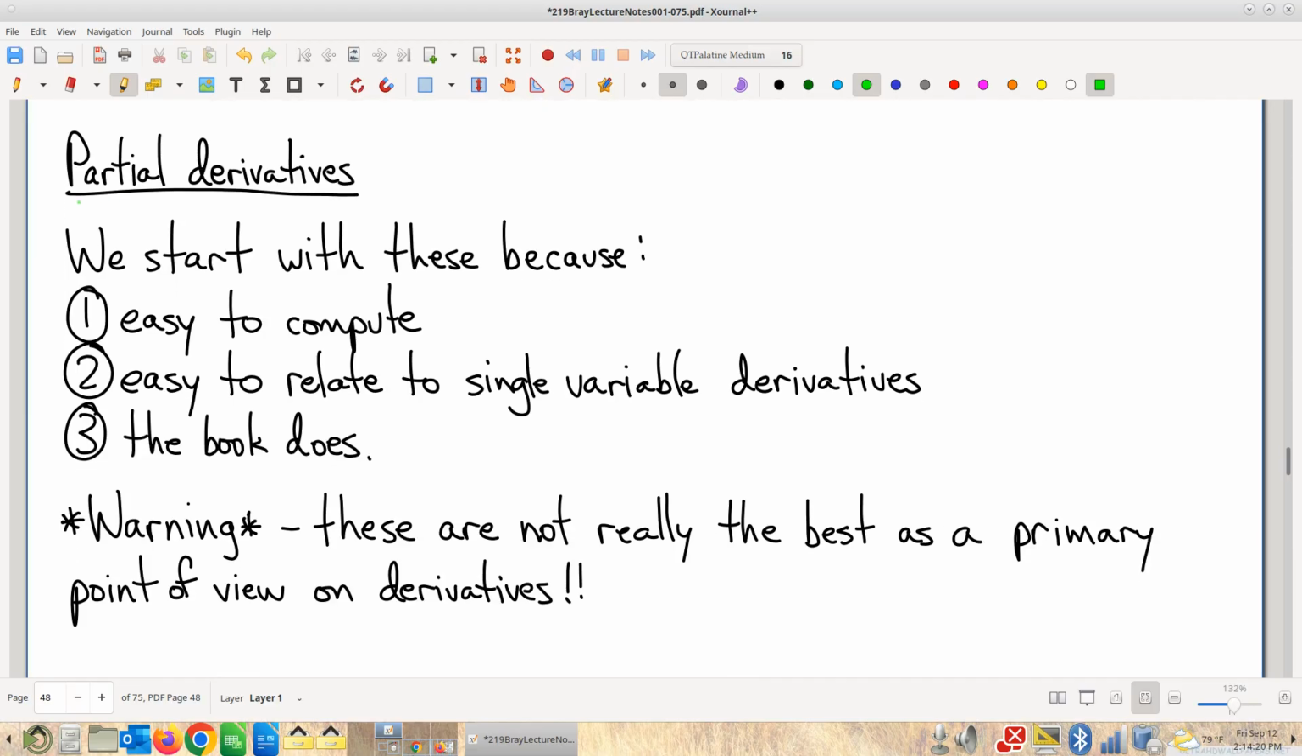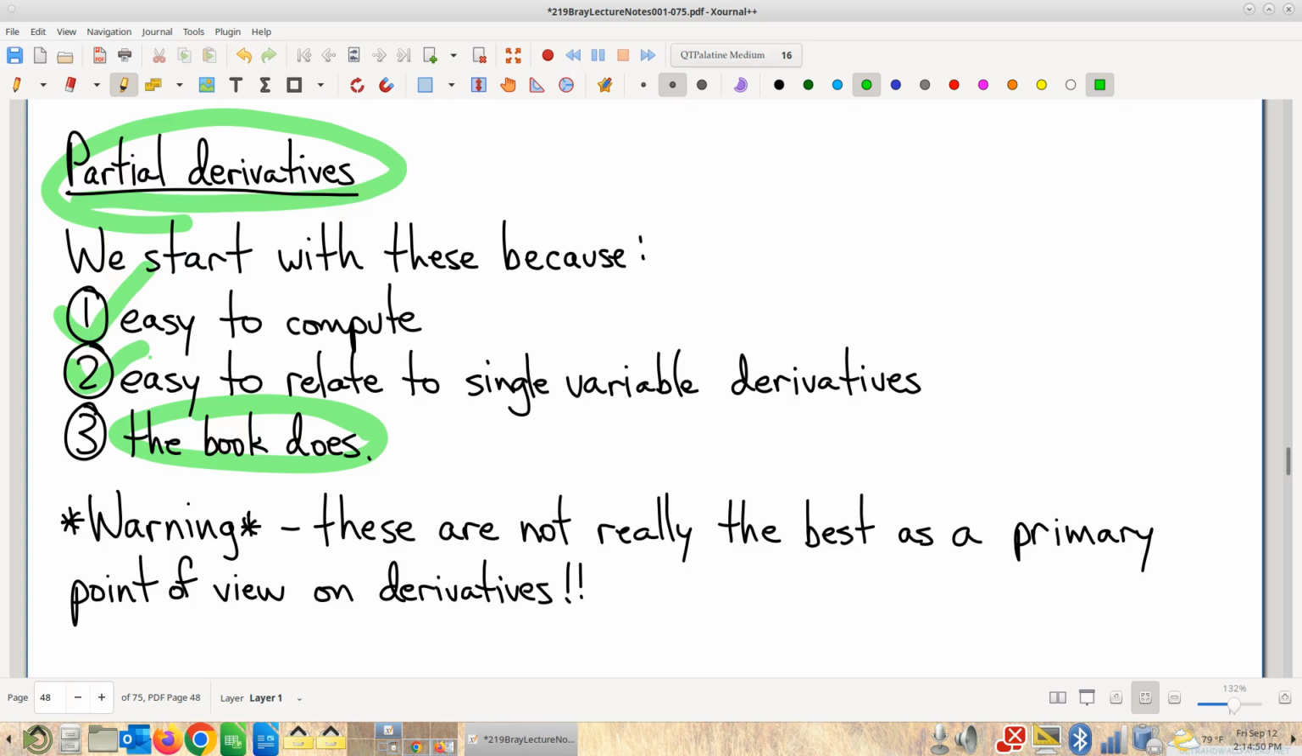We're going to start with partial derivatives. I have very mixed feelings about this. Mostly we're going to do this because the book does. Side note, most multivariable calculus books start with partial derivatives. So there's good arguments for it. Here's a couple of them. They're familiar and they're easy. It's a nice little first step, right? We can get our feet wet a little bit. So that's cool, I suppose.